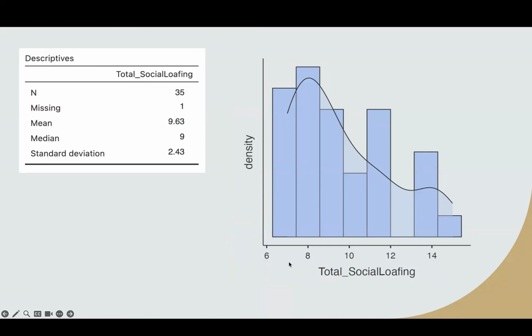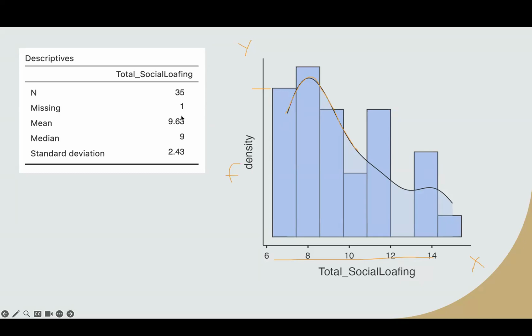You can see that these are scores for social loafing along the x-axis right here. And when we look at the height of these columns, this is just representing frequency, and it's listed as density. It's just a Jamovi thing. I'll talk more about this density plot, that is this line, but I'm just showing you generally what this distribution looks like.